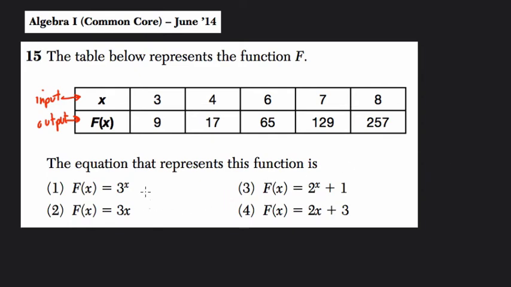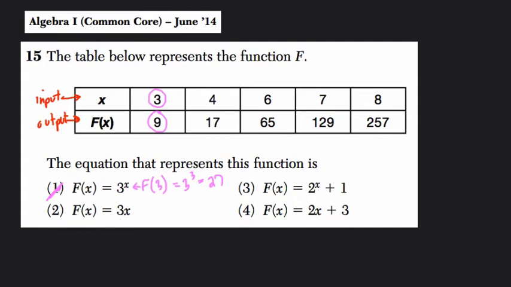So let's try it. If we plug in 3 for x, this function would read as f of 3 equals 3 to the third power. But look at the table. What does f of 3 actually equal? It equals 9, right? Does 3 to the third equal 9? No, 3 to the third is 27. It's 3 times 3 times 3. So this function doesn't fit the table. If you plug in 3 for x, the output is 27. It doesn't work. So I move on.